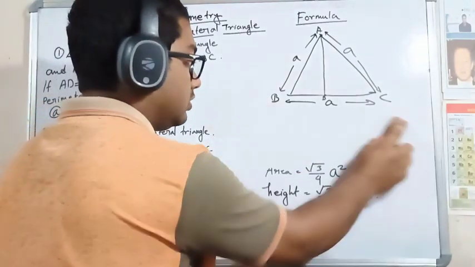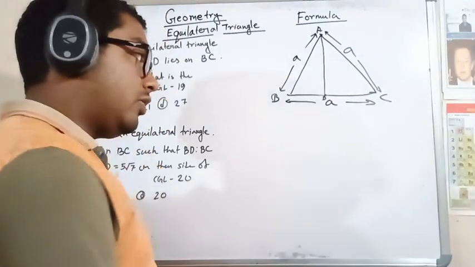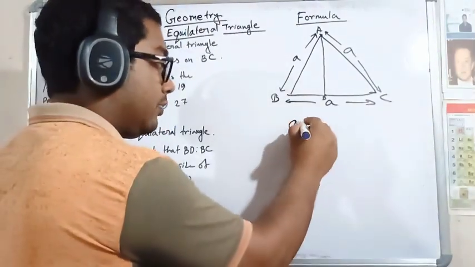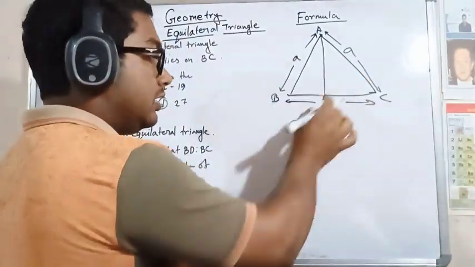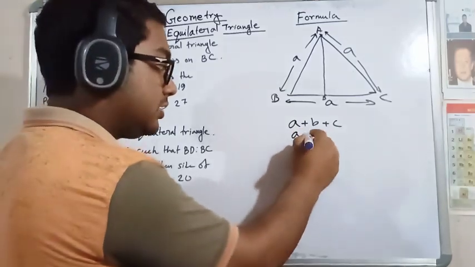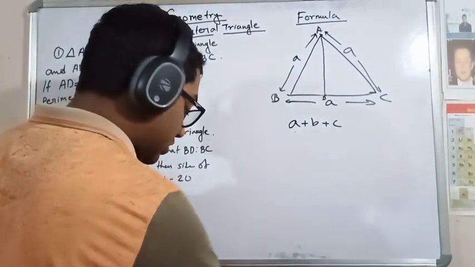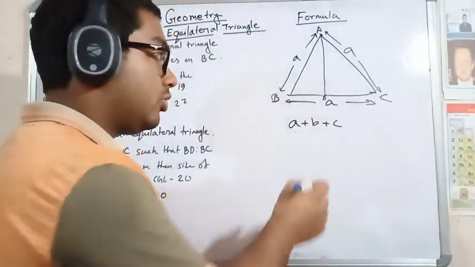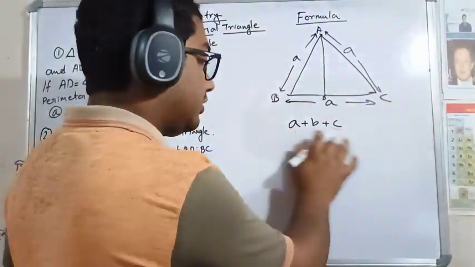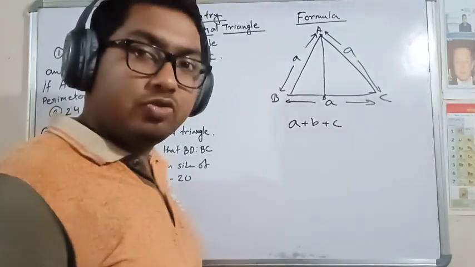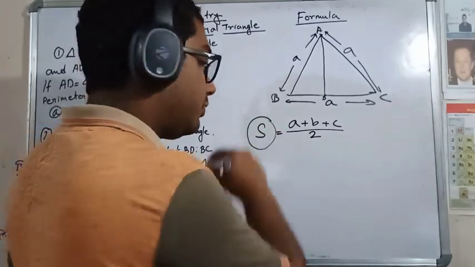So I just erase. And if we're talking about the general formula, a plus b plus c is the perimeter. If every arm is a, then a plus a plus a is equal to 3a. But here we're talking about the general triangle with arm lengths a, b, c, and this is the perimeter. Next we're talking about the semi perimeter. The half of the perimeter is called the semi perimeter, denoted by S.